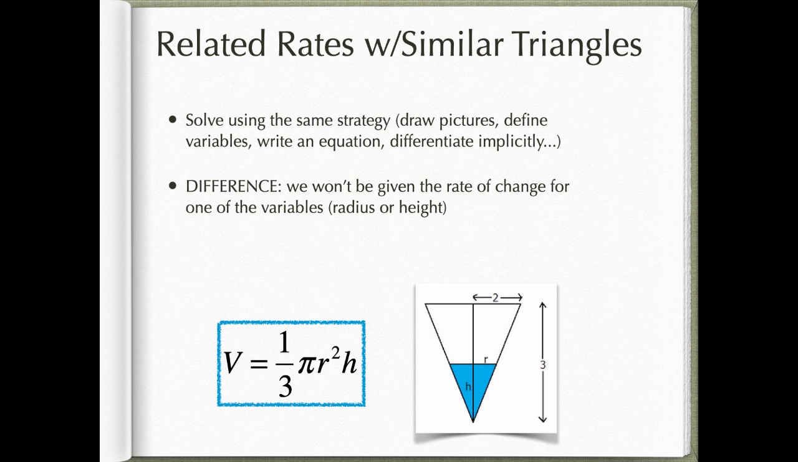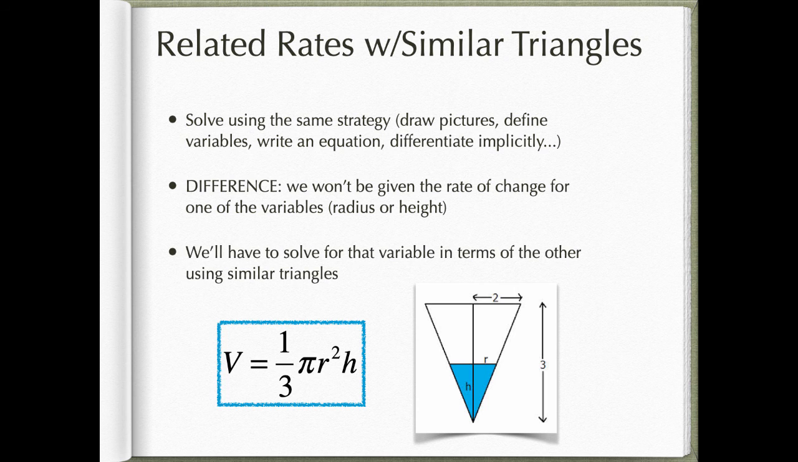One thing that's different with this one is the last problem we only had two variables. This problem we are going to have three. We have volume, we have radius, and we have height. So with these problems, we almost always have to write one of the variables in terms of the other. So we solve for the variable in terms of the other using similar triangles. Let's see how this looks like.